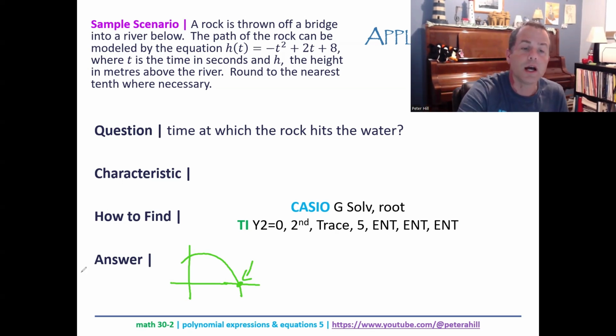Now, depending on what your window is, let me just extend this for a sec. Remember, there is a root over here. So your Casio, if it can see this one, is going to take you to the one on the left first. You just click the right button and it will jump over to here.